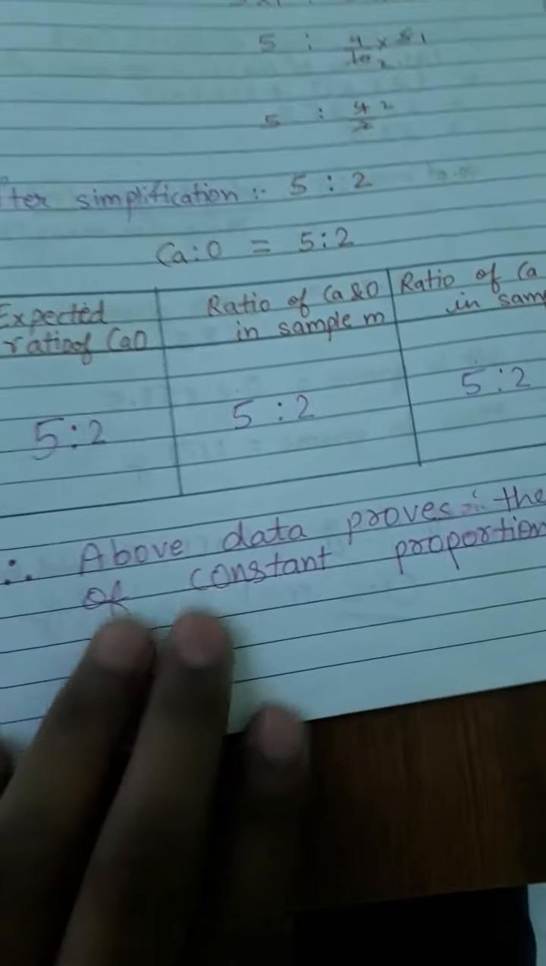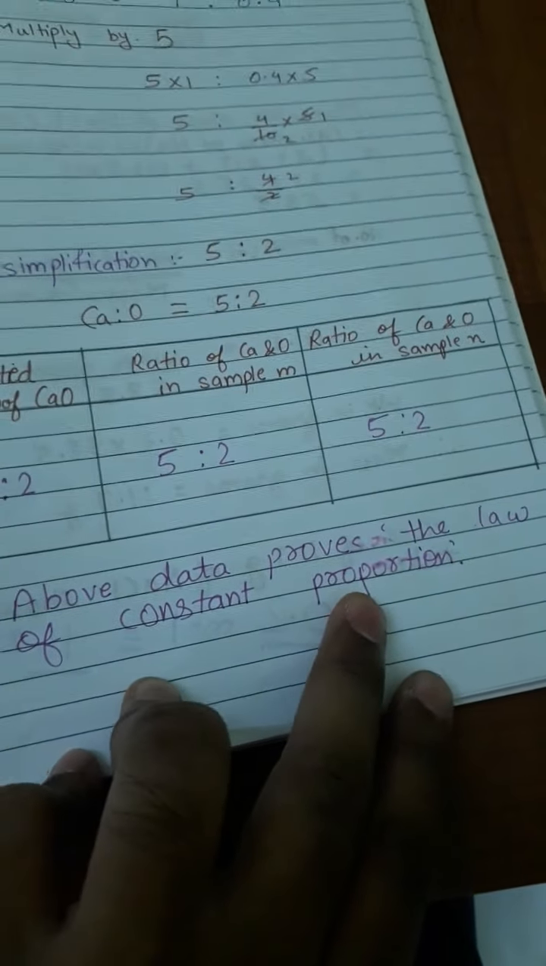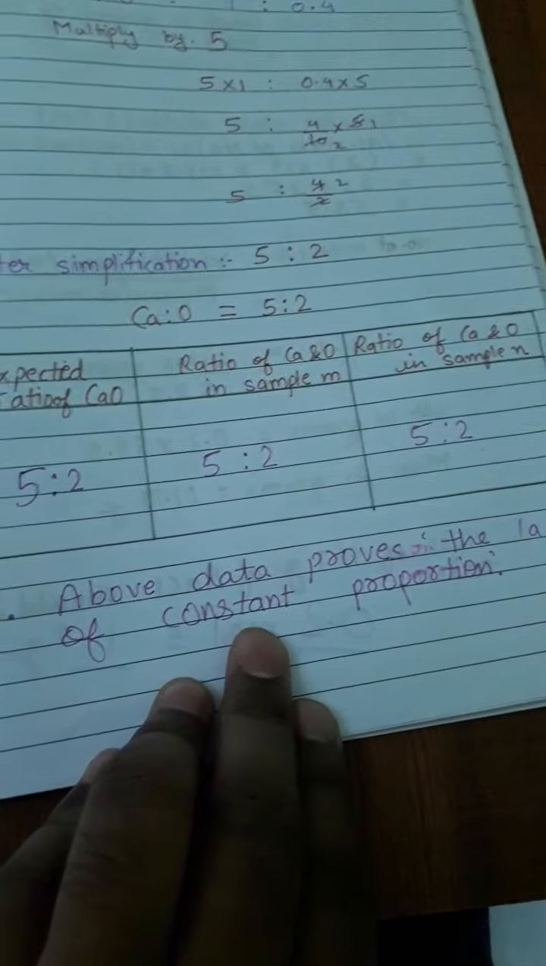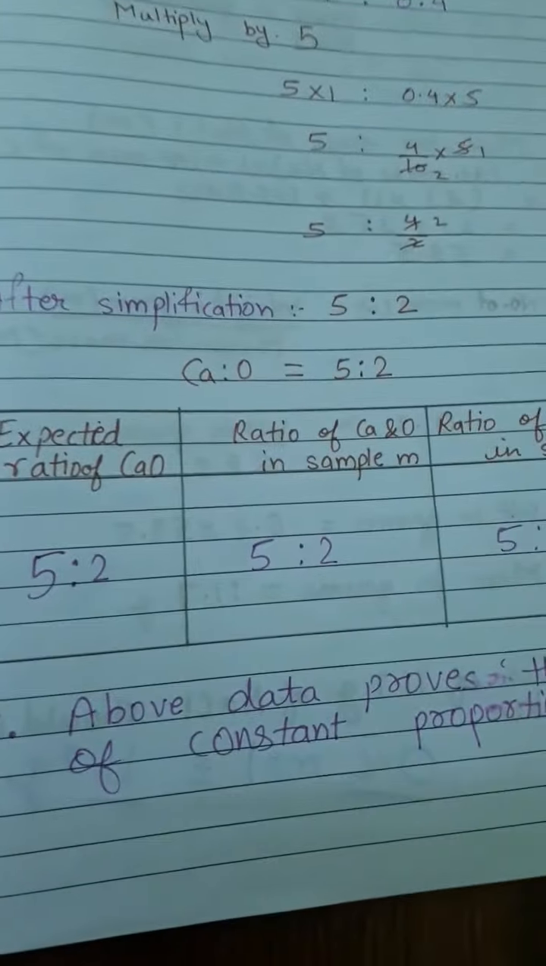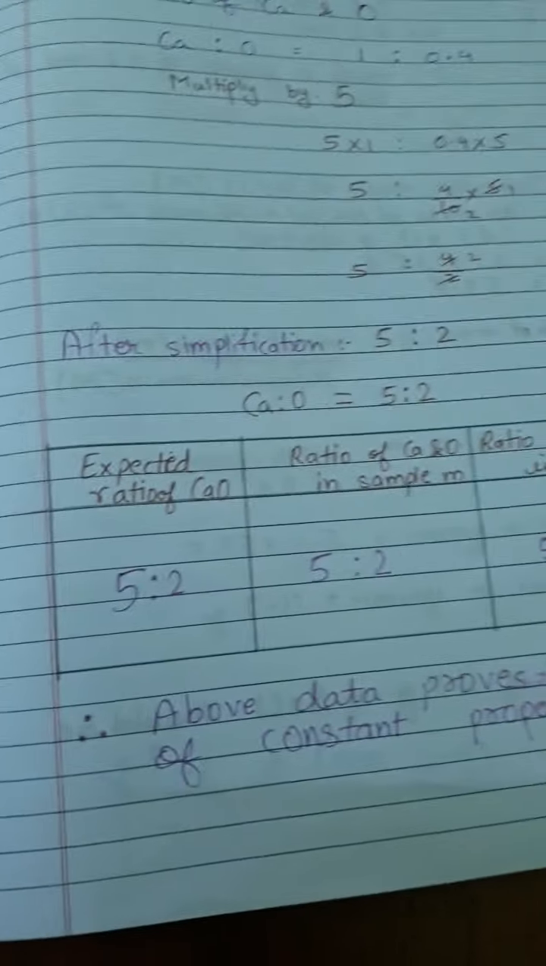So which law is verified here? From the above data, the law of constant proportion is verified, or the above data proves the law of constant proportion. I hope you understood up to this.